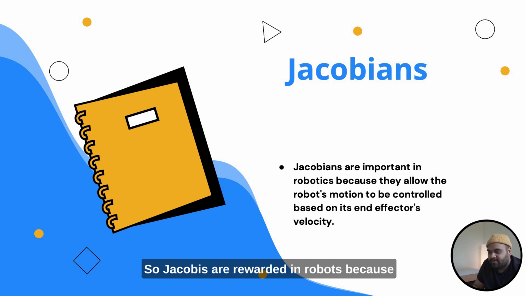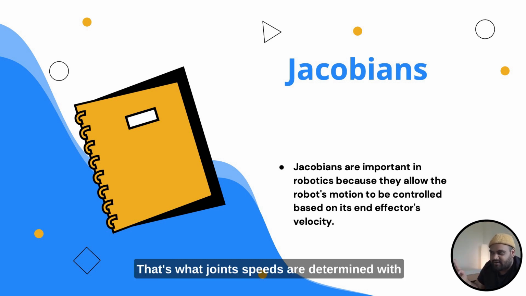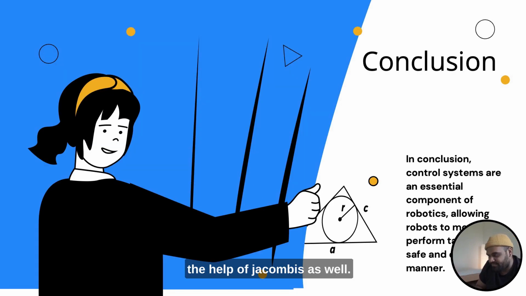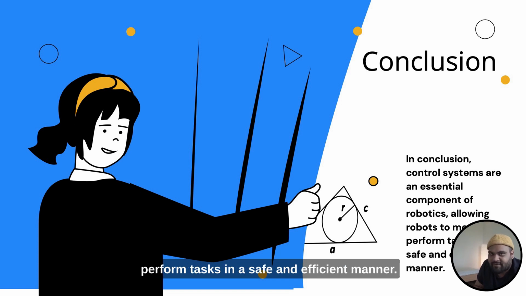So Jacobians are important in robots because they allow the robot's motion to be controlled based on its end effector velocities. Okay. Now, velocity is a term which you will hear in robotics quite a lot. Okay. How fast your joints are moving and in which direction. That's what joint speeds are, determined with the help of Jacobians as well. Now, in conclusion, control systems are an essential component of robots which allow them to move and perform tasks in a safe and efficient manner. Okay.